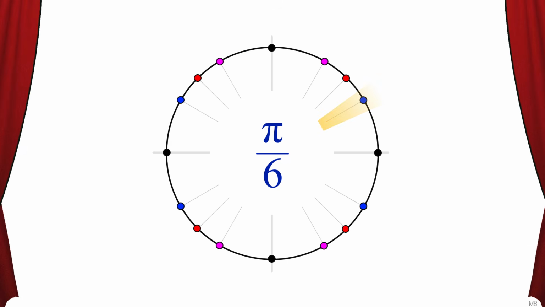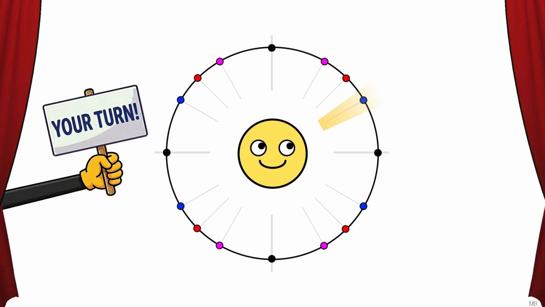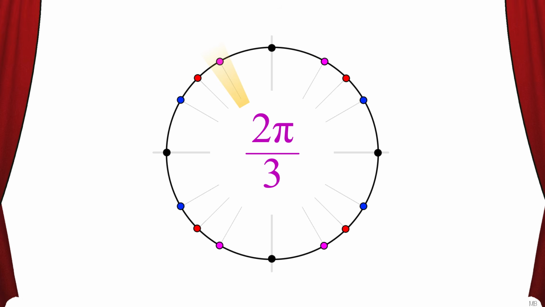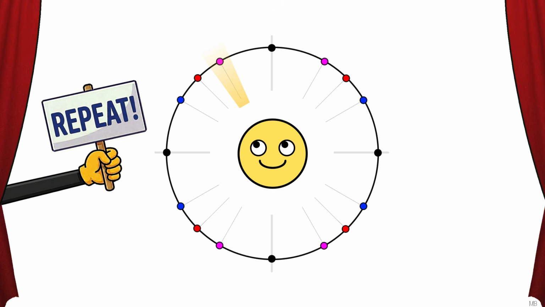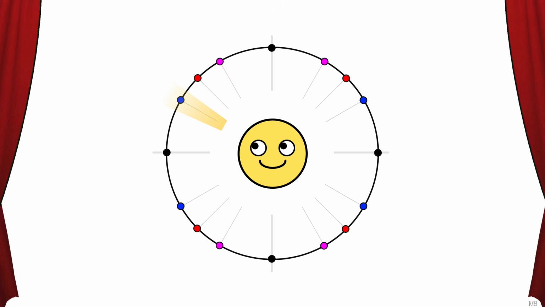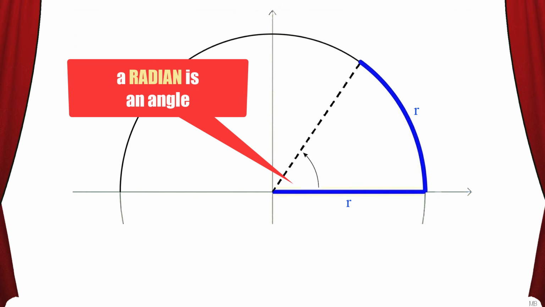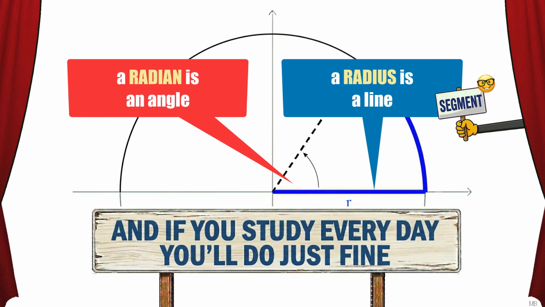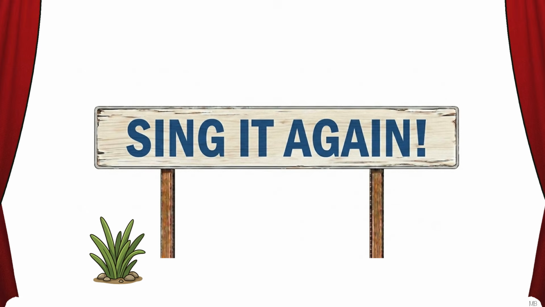Think it goes like pi over 6, pi over 4, pi over 3, pi over 2. Your turn. 2 pi over 3, 3 pi over 4, 5 pi over 6, pi. Repeat. A radian's an angle and a radius is a line, and if you study every day you'll do just fine. Sing it again.